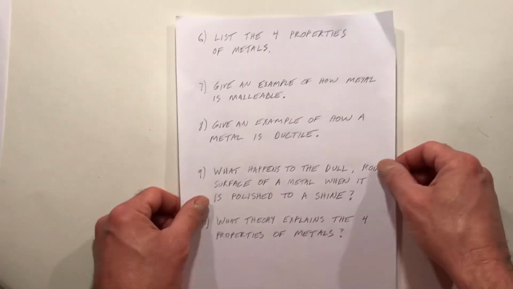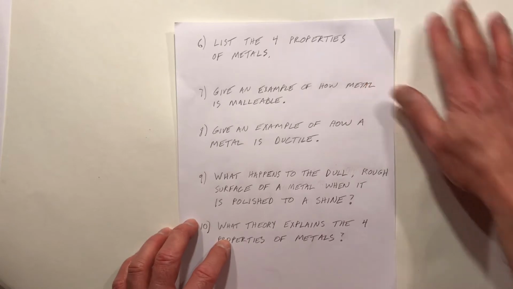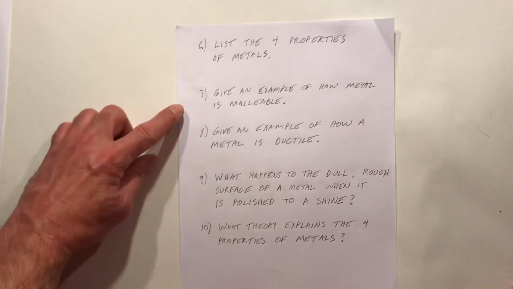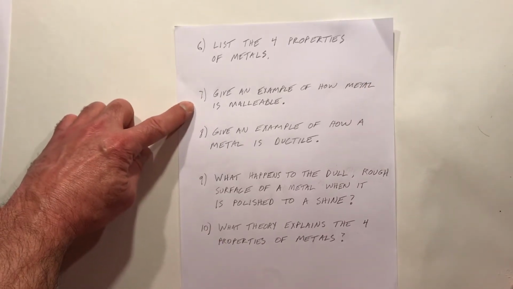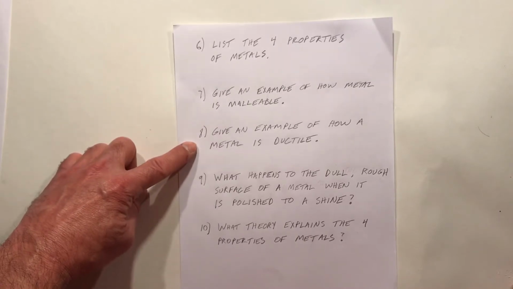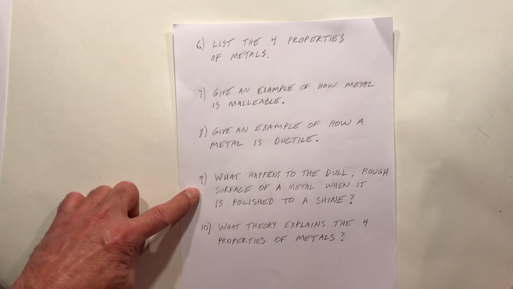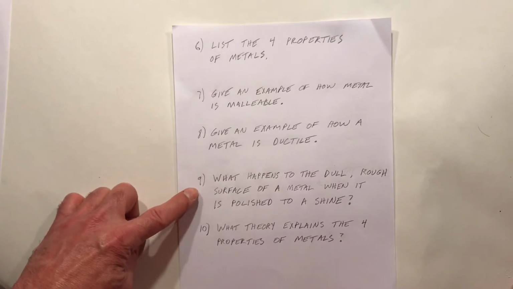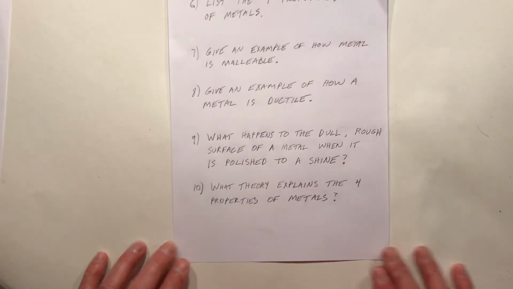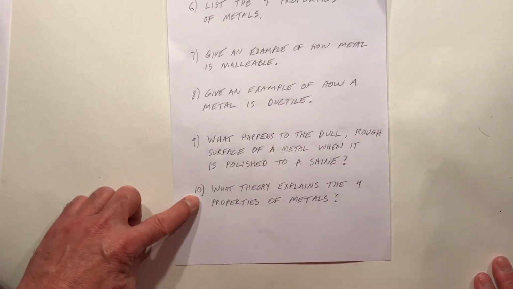Number 6, list the 4 properties of metals. Number 7, give an example of how a metal is malleable. Number 8, give an example of how a metal is ductile. Number 9, what happens to the dull, rough surface of a metal when you polish it to a shine or luster? And number 10, what theory explains the 4 properties of metals?